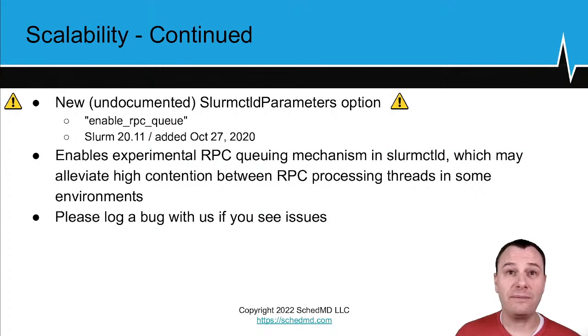As of 20.11, there is a new and documented slurmctld parameters option called enable_rpc_queue. This option may alleviate high contention between RPC processing threads in some environments. Enabling the RPC queue creates a queue of RPCs. Instead of handling RPCs one by one in a separate thread, which can create RPC storms, we handle RPCs in batches, still using threads, but doing so smarter.